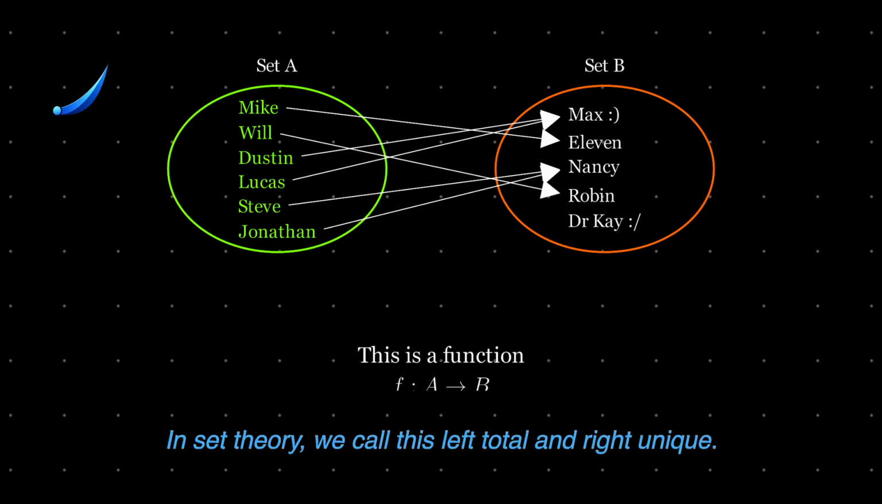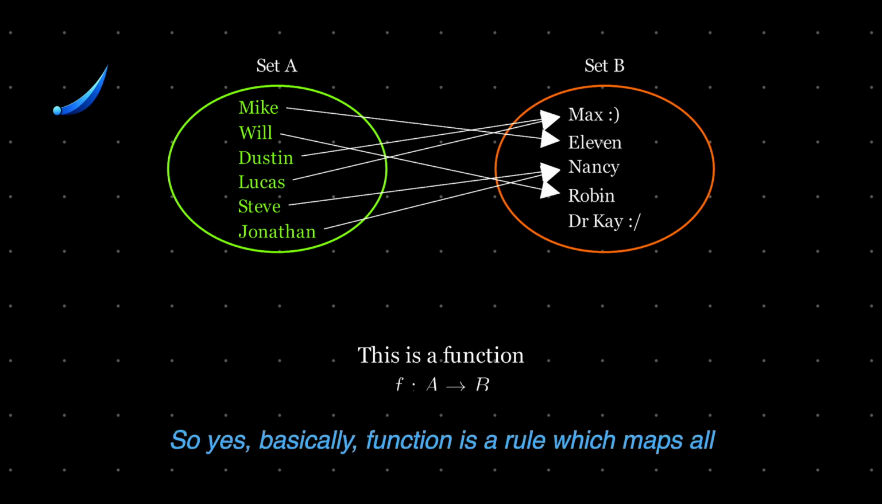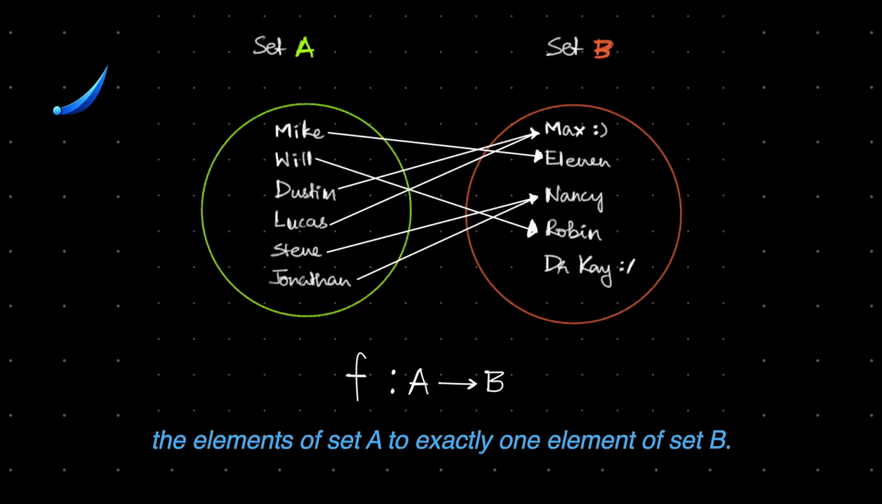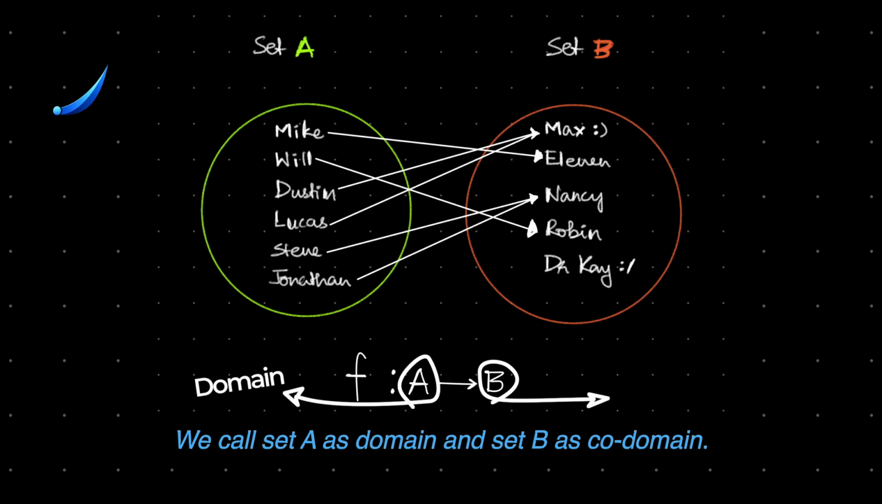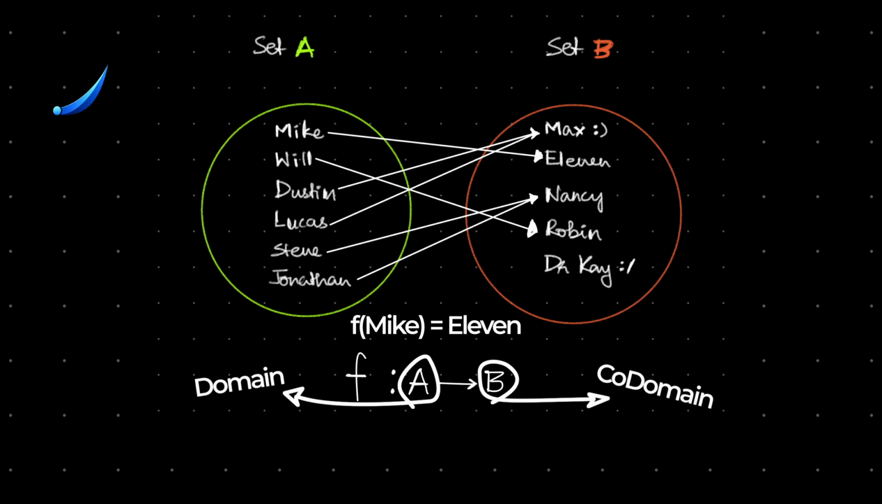In set theory, we call this left total and right unique. So yes, basically a function is a rule which maps all the elements of set A to exactly one element of set B. We call set A the domain and set B the codomain. And what is the rule here? Here the rule is individually stated for all elements in set A, I mean explicitly stated.